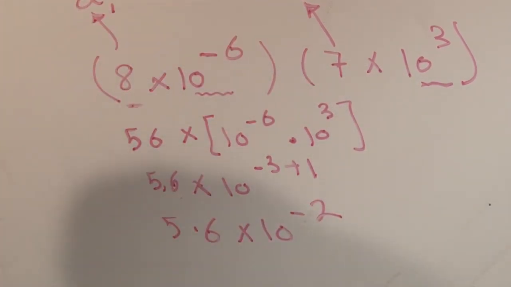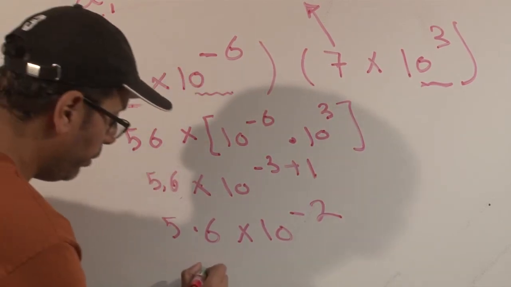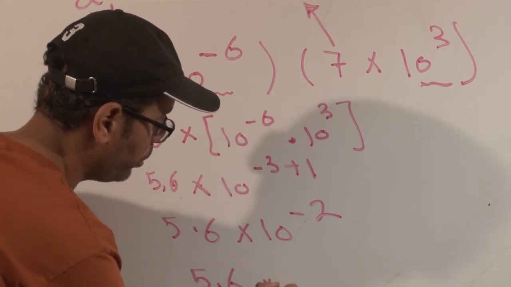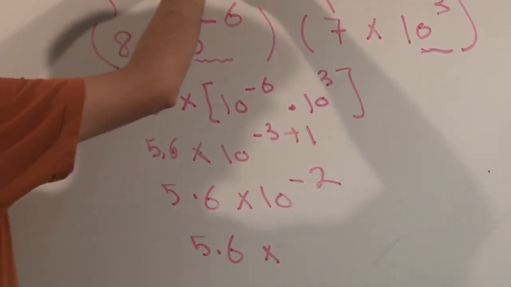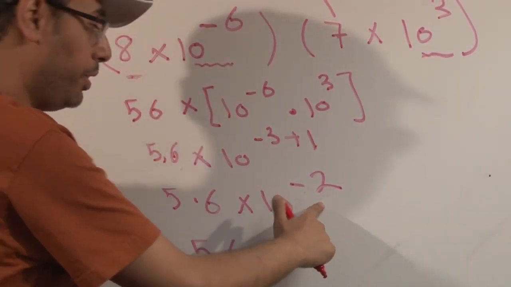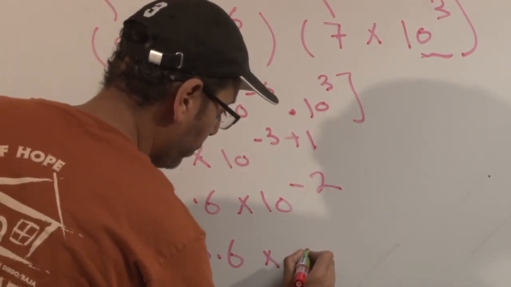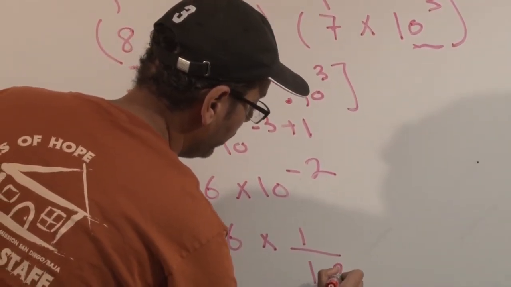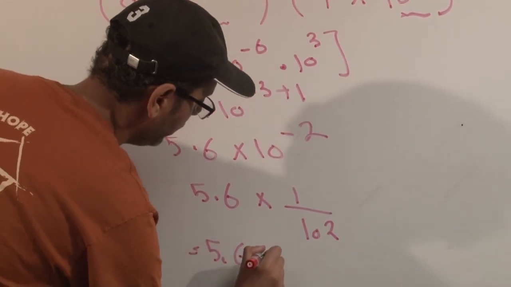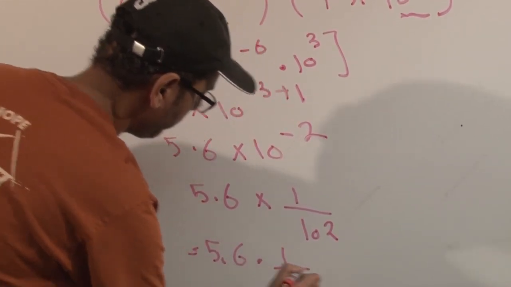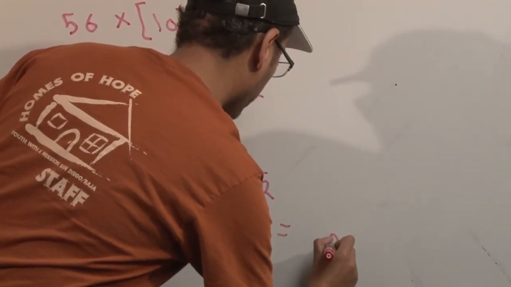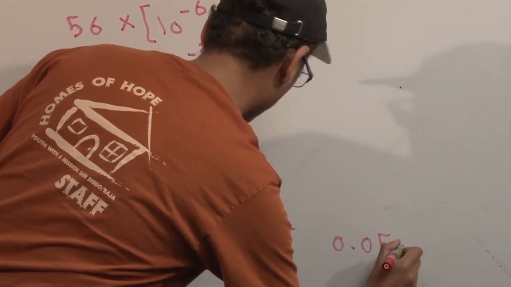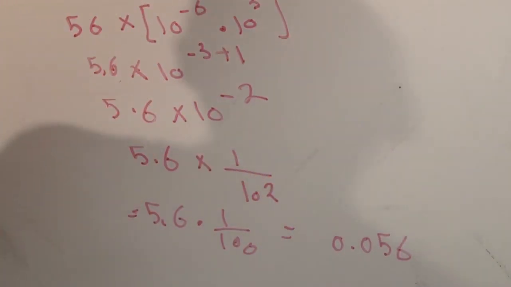Last thing, can we put that back in the standard form? Yes. 5.6 times, what is that number? If we remember what we got from the negative exponent, when we have a negative exponent here, we flip it over, so that would be 1 over 10 squared. That would be 5.6 times 1 over 100. That would equal 0.056. And that's it.